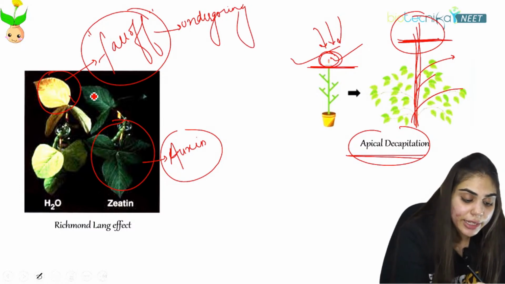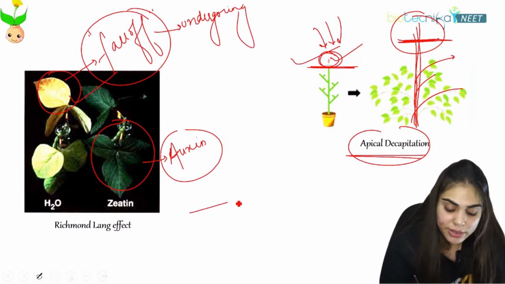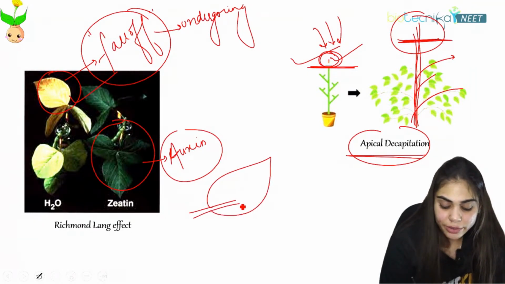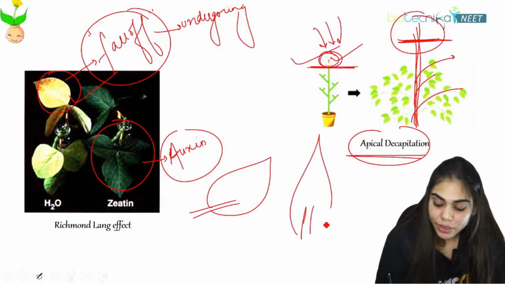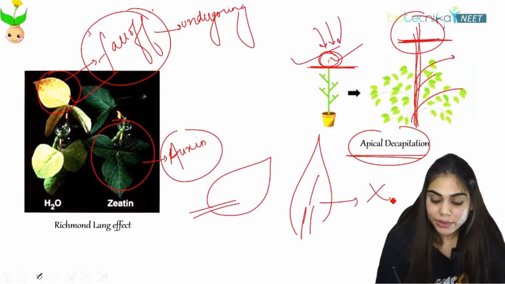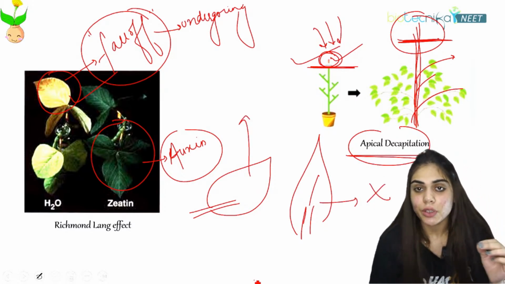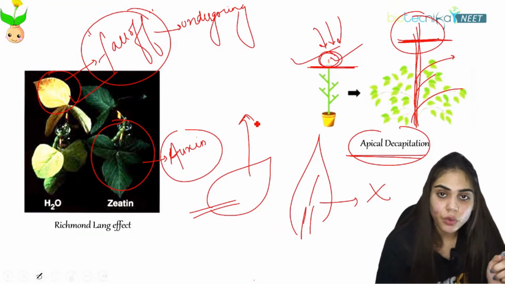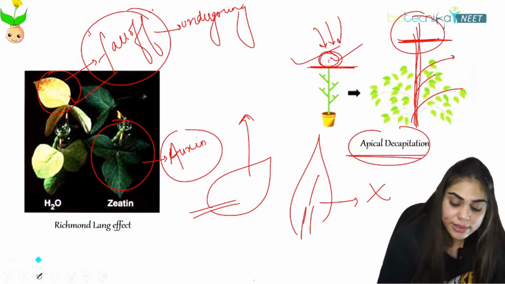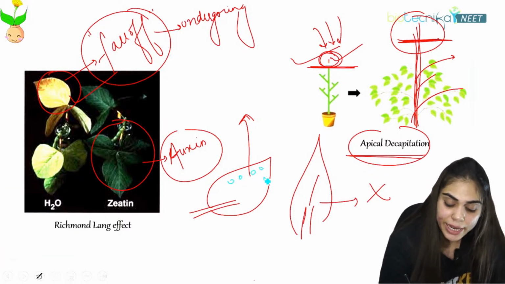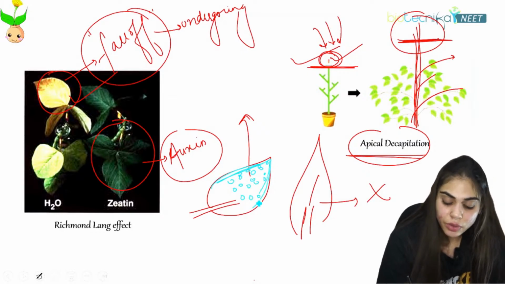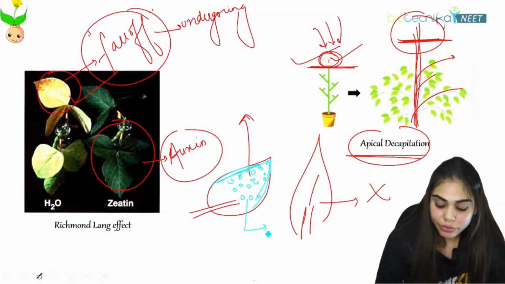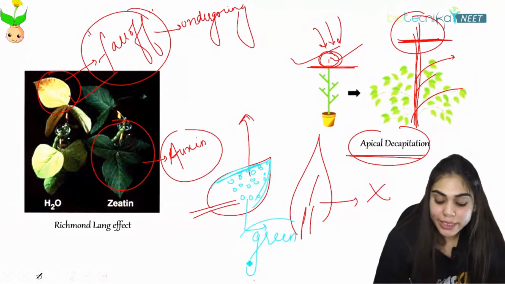But if you want to delay this senescence, suppose this is a yellow or older leaf, or this is a green leaf. It is not undergoing any senescence, but this leaf will fall off after some time. But you don't want this leaf to fall off. What will you do? You will apply cytokinin over the surface of the leaf. What will happen after some time? You will find this leaf turning green in color.